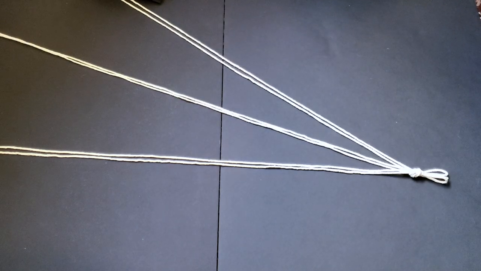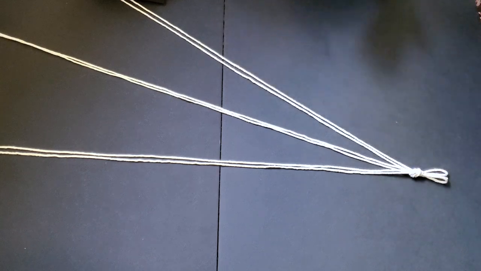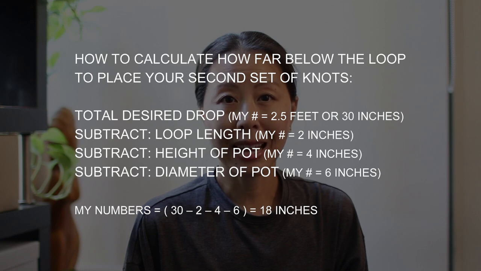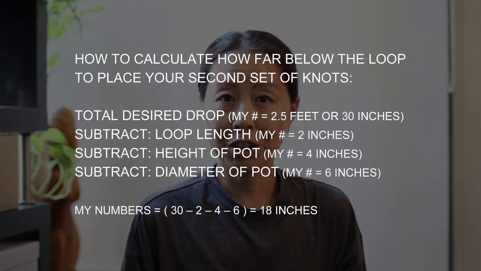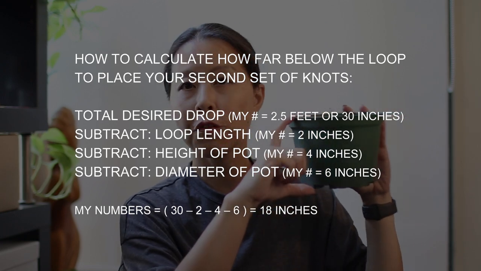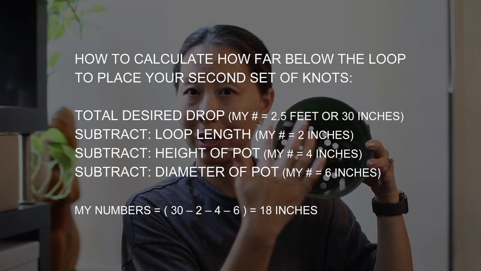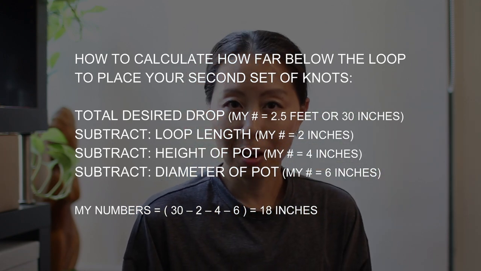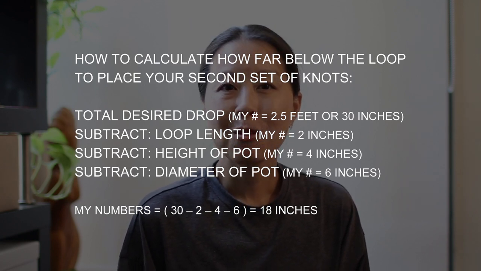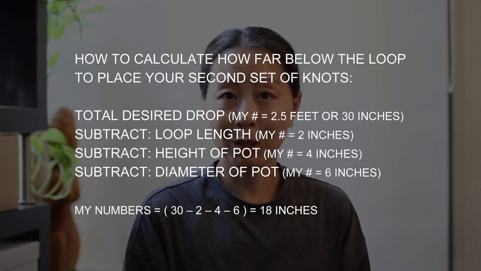So I'm gonna take 30 inches and I'm gonna subtract how big my loop is. So again, that was about 2 inches. So I'm gonna take 30 minus 2, which is 28. Then I'm gonna subtract the dimensions of my pot. You'll recall my pot, which is very similar to this one, is 4 inches in height and 6 inches in diameter. So I'm gonna subtract 4 from my 28, which is 24, and then I'm gonna subtract 6, which brings me to 18. So 18 inches is the measurement that I'm looking for.